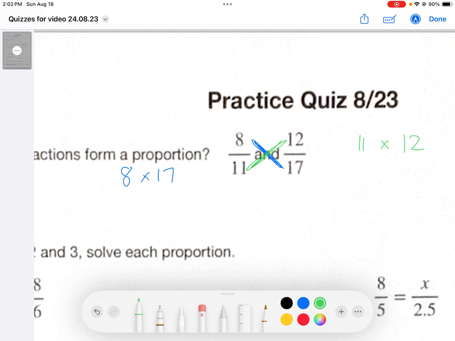Multiplying, the nice thing about it is that you can multiply numbers in any order and it will still give you the same thing. What we're looking for is whether these two diagonals multiply to give us the same thing. So if I multiply 8 times 17, that is going to give me 136. 11 times 12, however, is going to give me 132. These are not equal. 136 does not equal 132. And remember, that's the test. Those diagonals need to multiply to give us equal things. So the answer to this one is no.